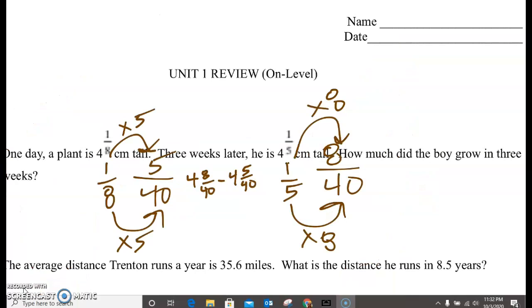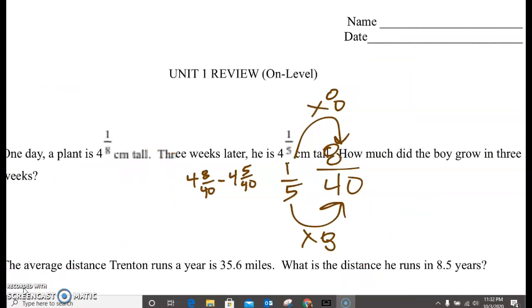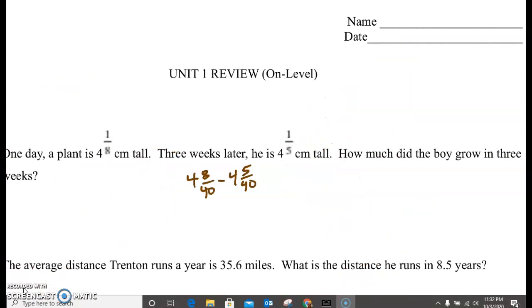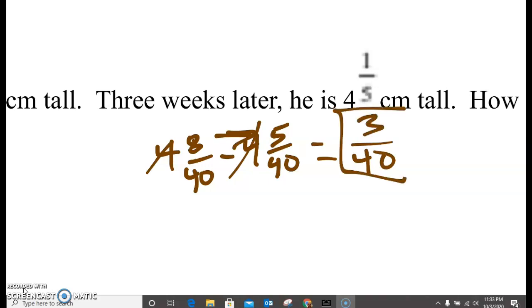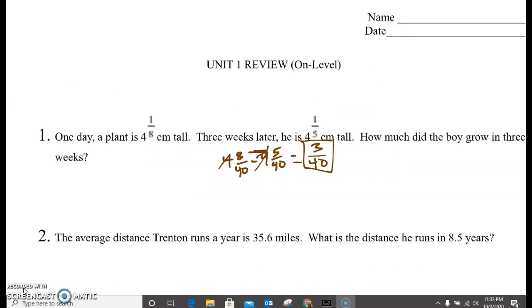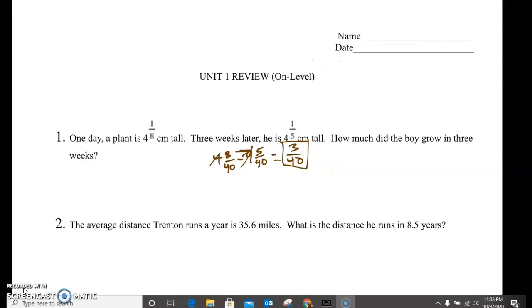We're just trying to find the difference in the height of this plant. So we can actually subtract the whole number here. It's just 4 minus 4, so those are actually going to go away. 4 wholes minus 4 wholes is 0. And so now we know our denominator is going to be 40, and then subtract straight across. 8 minus 5 is 3. So it's going to be 3 40ths. That's how much it grew. We cannot simplify that because 3 and 40 do not have anything in common.